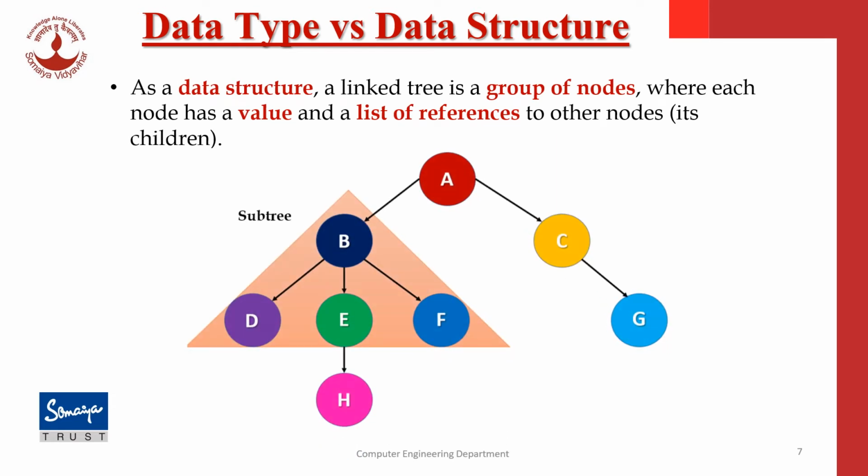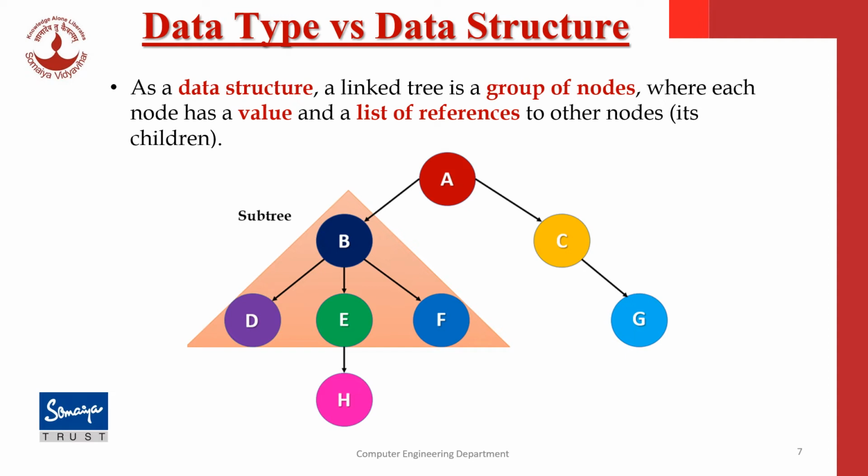And as a data structure, a tree is a group of nodes where each node has a value and certain references to its child or children nodes. Like in this diagram, we can have node A as the root node, and then we have B and C as its children. Now if you look at node B, it has 3 children, D, E and F, which are also termed as sibling nodes because they have the same parent B. So now this part B, D, E and F, this is my subtree and it is linked.